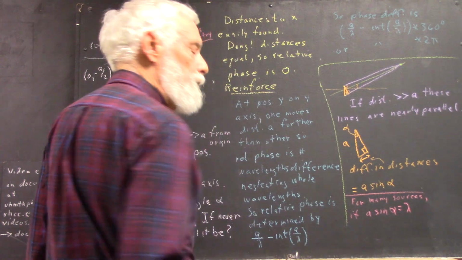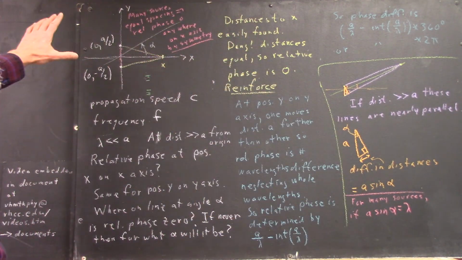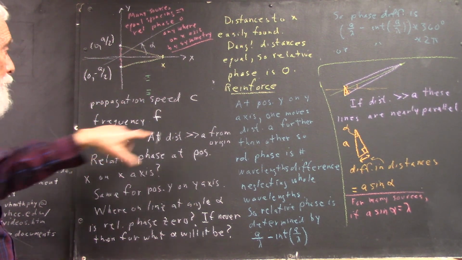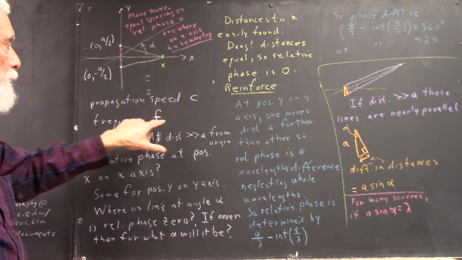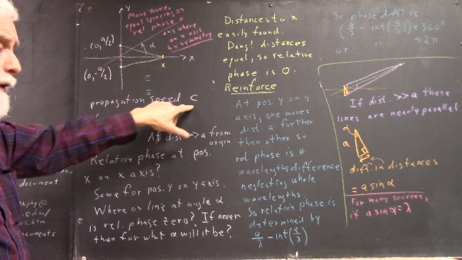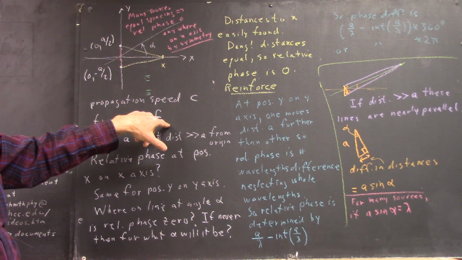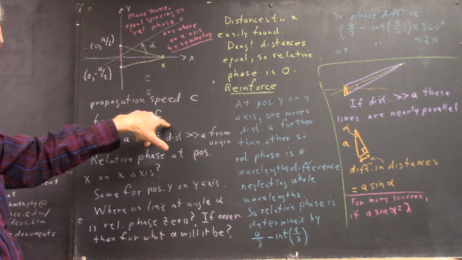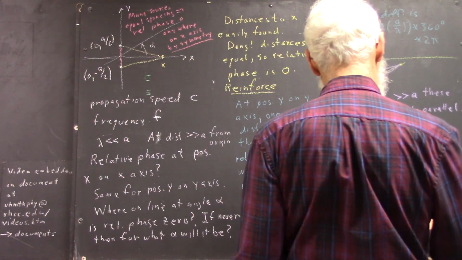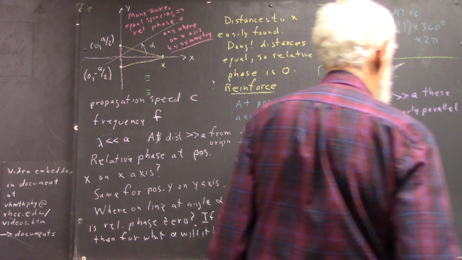If A sine alpha is equal to the wavelength, and let's go back and just digress for a second, we never gave the wavelength here. We gave you the speed of propagation and the frequency, right? How's lambda related to those things? It's C equals wavelength times frequency. Yeah, you got it. So lambda is C over frequency.